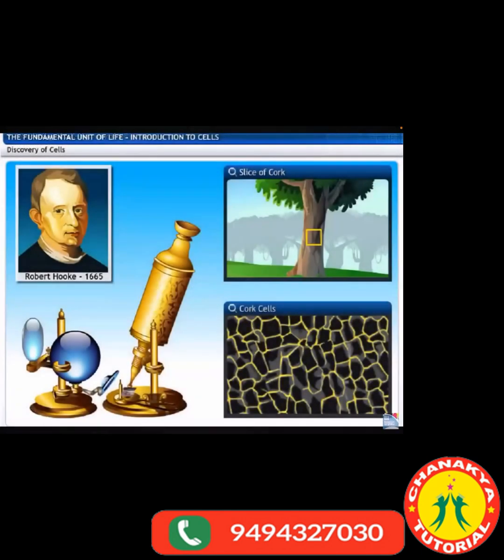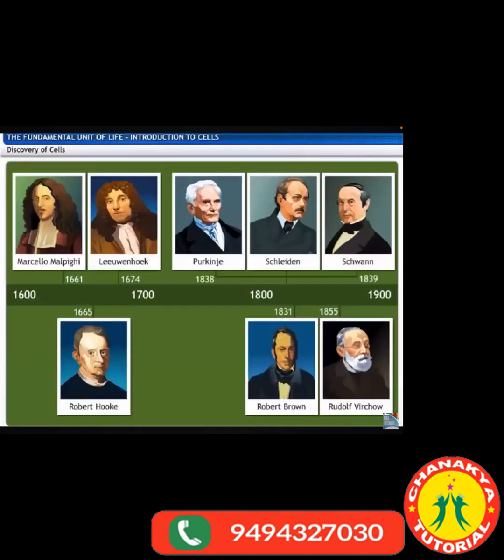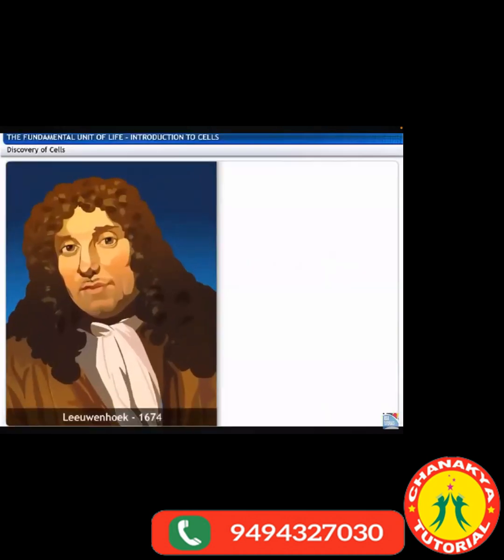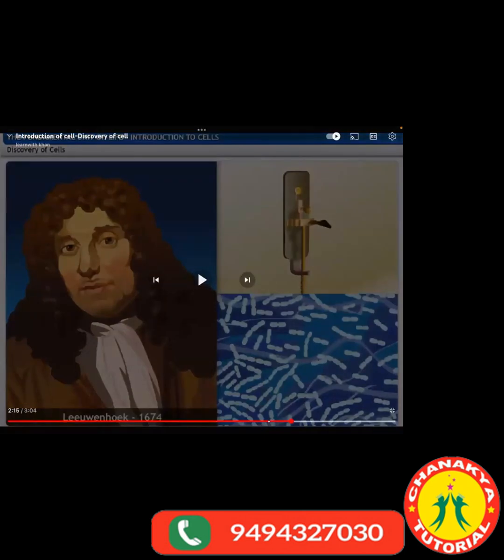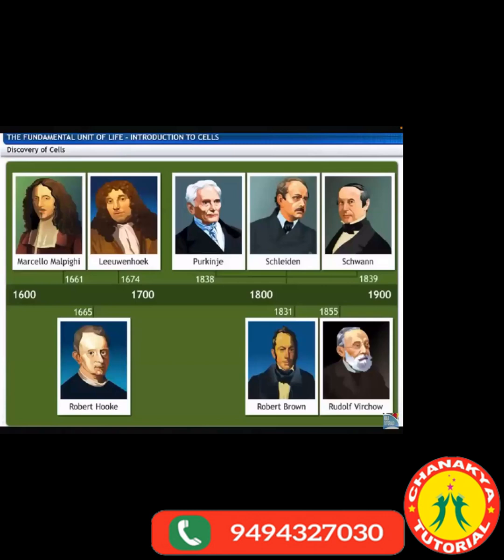Hooke actually saw only the outer cell walls because cork cells are not alive. Leeuwenhoek, in 1674, with the improved microscope, discovered free-living cells. He discovered the first living cell because of the developed microscope. So he had a good variety of it, and because of which he did that. In pond water for the first time.